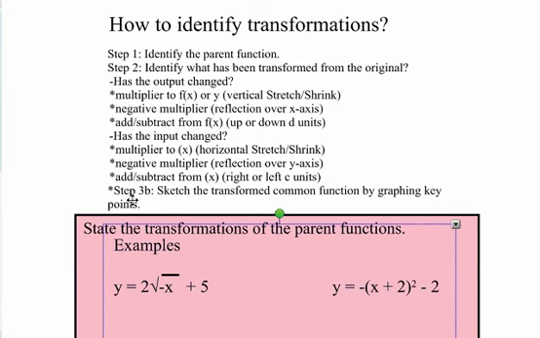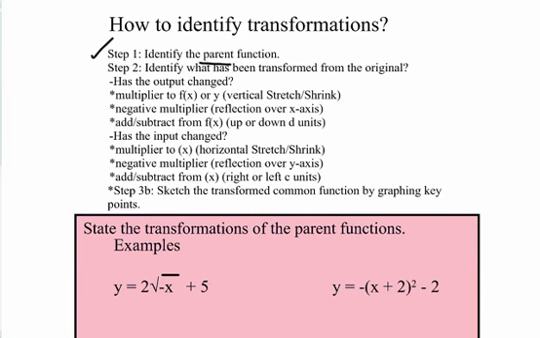Alright, here's a video tutorial on how to graph parent functions and identify the transformations of different parent functions. So here's a quick tutorial on how to do this. First off, when we have different types of parent functions that are being transformed, the key thing when you are trying to identify this, the first step is to identify what the parent function is.